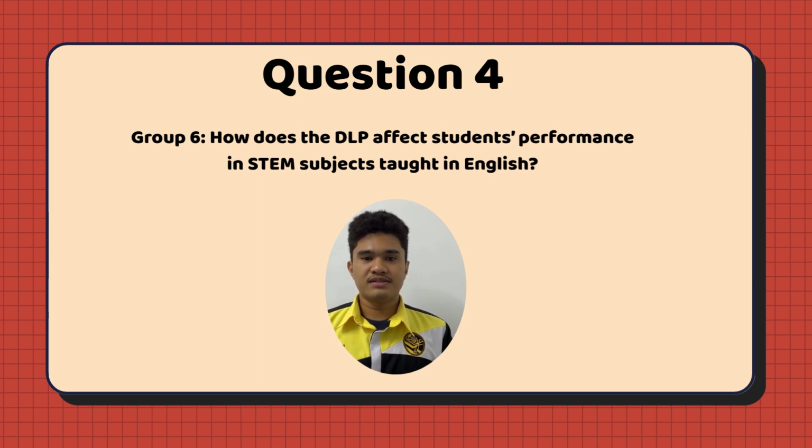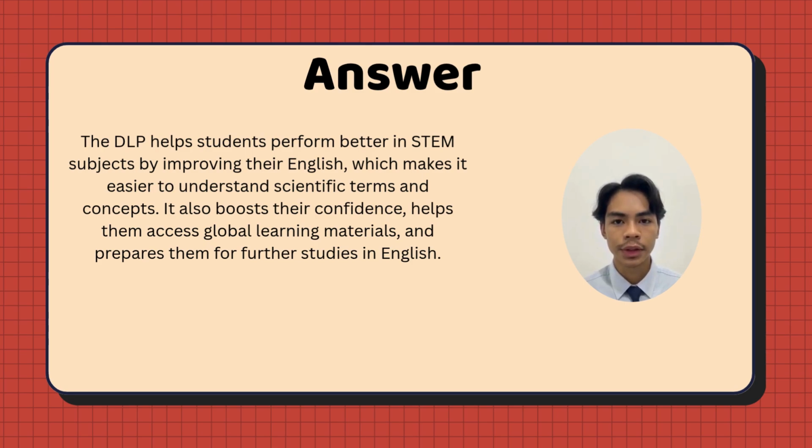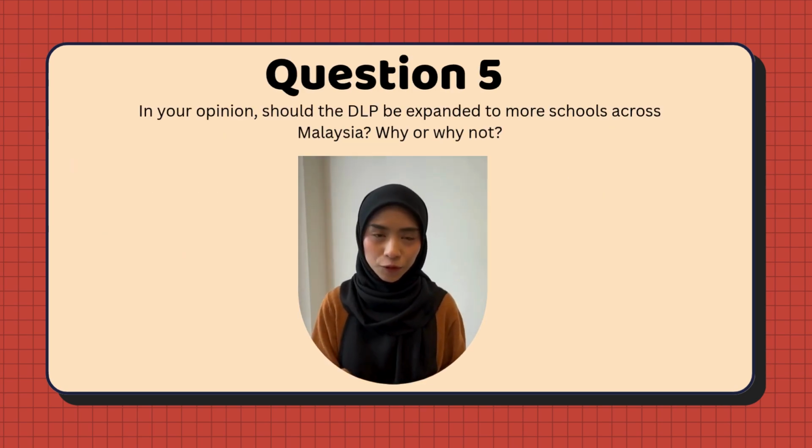Thank you. My name is Farhan. I'm from Group 6, and my question is, how does the DLP affect student performance in STEM subjects taught in English? That's all my question. Thank you, Farhan, for the question. The DLP helps students perform better in STEM subjects by improving their English, which makes it easier to understand scientific terms and concepts. It also boosts their confidence, helps them access global learning materials, and prepares them for further studies in English.